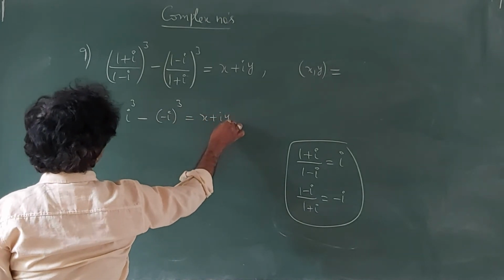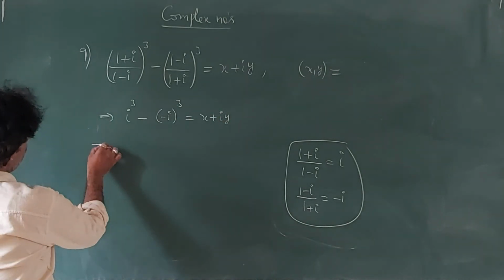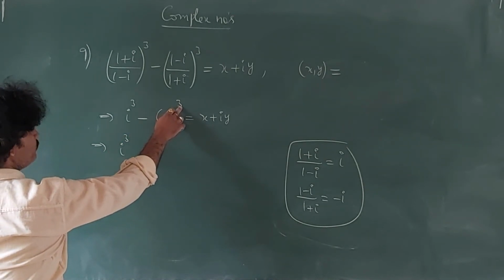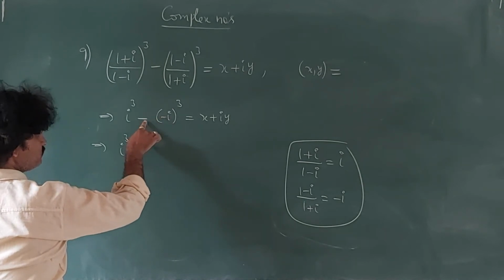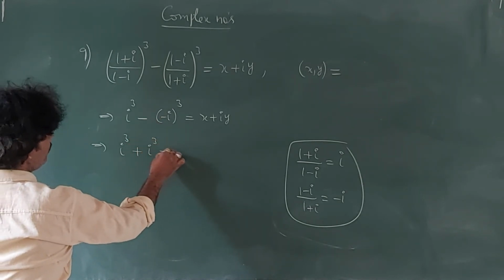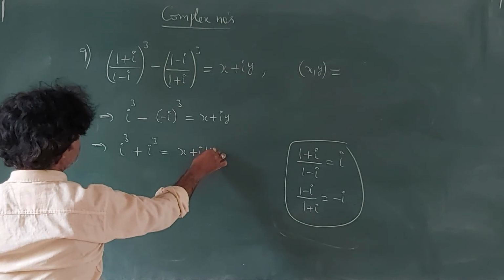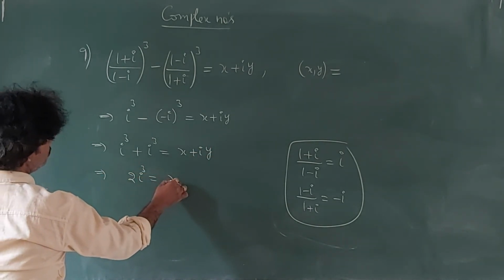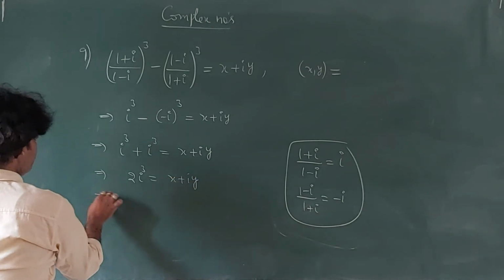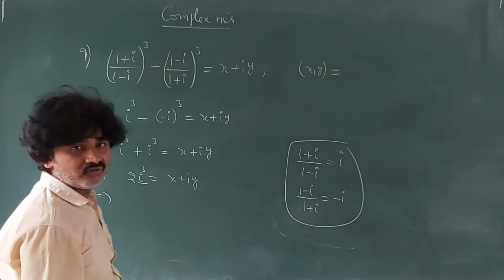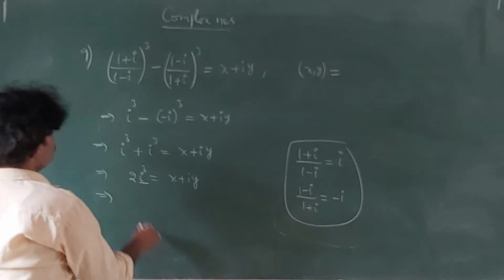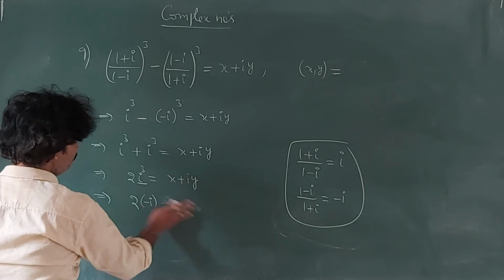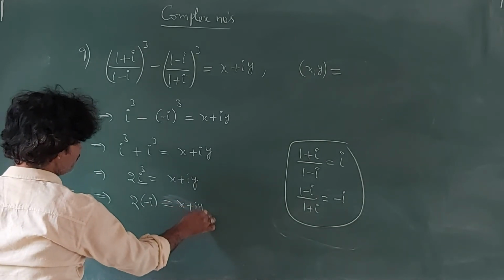They gave this one as x plus iy. Now let us see, i cube minus of minus i cube. Again minus we will get. So minus into minus, plus i cube, equal to x plus iy. What is i cube plus i cube? 2i cube equal to x plus iy. Again all of you know the i cube value, minus i. So 2 into minus i equal to x plus iy.